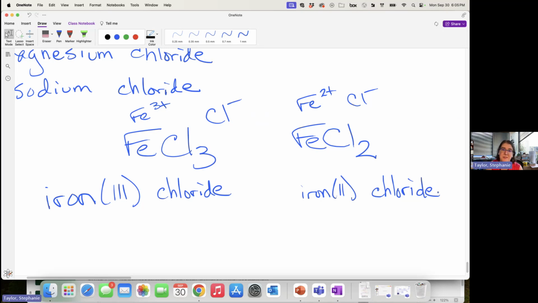So you need Roman numerals if the charge can change, especially transition metals. So if you have an option for the charge, you got to tell me what that charge is. If there's no option for the charge, then we've made you memorize all of those, so you can assume that I've memorized all of those. So hopefully that clears up what's going on with Roman numerals.